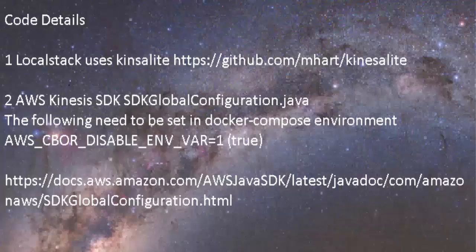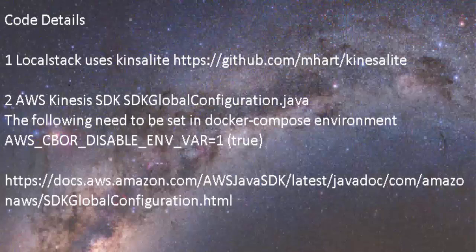Just some brief details about what's going on behind the scenes with these environment variables and what Localstack is using under the hood. So Localstack is using Kinesalite. Kinesalite doesn't use CBOR, which is the default protocol for the AWS Kinesis SDK, which underpins everything. So that's why we have to disable CBOR for the AWS SDK code and only allow JSON, which is all that Kinesalite will work with.